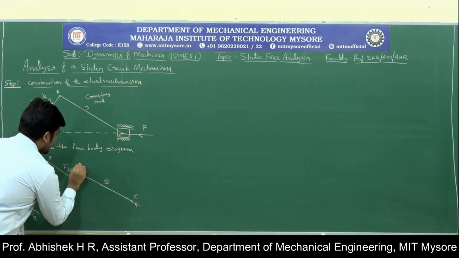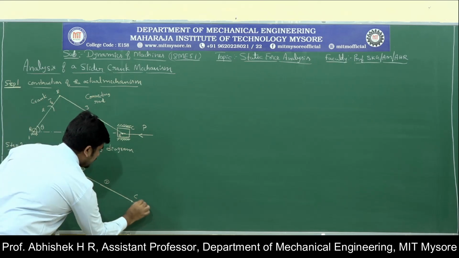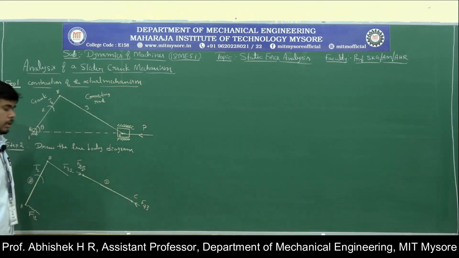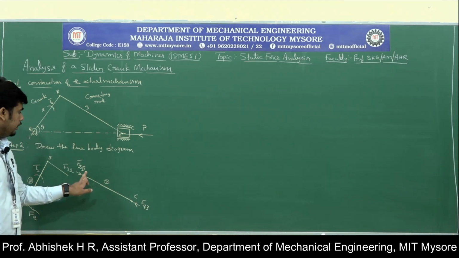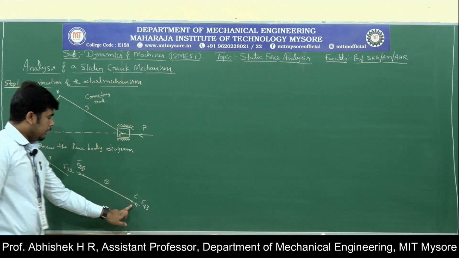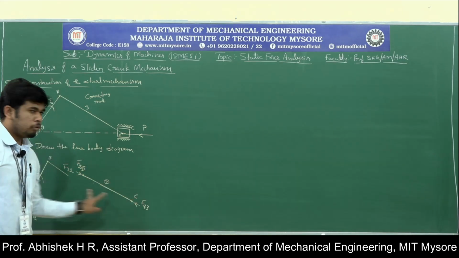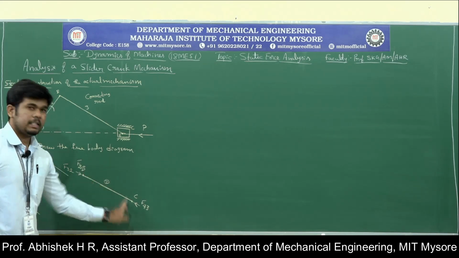So it will become F23 and this is F43. This is F23, force 23 at B, and at point C it is F43. So the two forces are acting in an opposite direction on the same line.